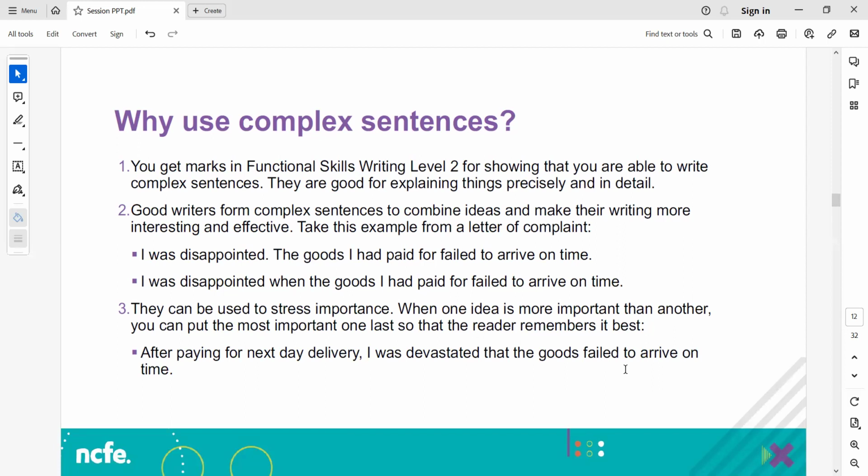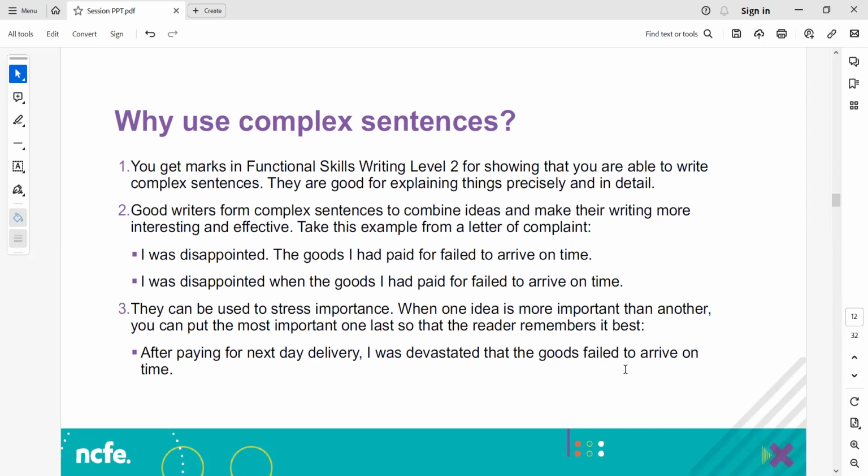So we've got an example here from a complaint letter. "I was disappointed. The goods I had paid for failed to arrive on time." So we've got two separate sentences there, and then it's been put into a complex sentence. "I was disappointed when the goods I had paid for failed to arrive on time." So it's combining the ideas and making the writing sound more interesting. As I mentioned previously, if we always just wrote with simple or compound sentences, our writing would sound very unnatural, disjointed. It wouldn't sound interesting. So with complex sentences, we can add detail and we can make our writing more effective, more interesting.